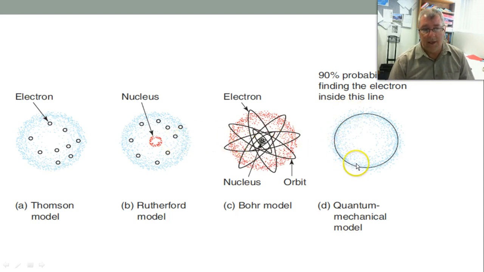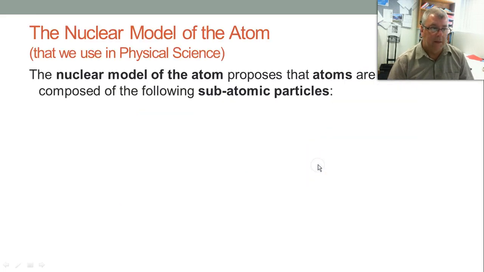The current understanding here is that the electrons have a zone of probability of where they will be. So the model that we use in physical science, though, we stop and say, well, we don't really need to know any more than that. You can learn that in physics and chemistry.